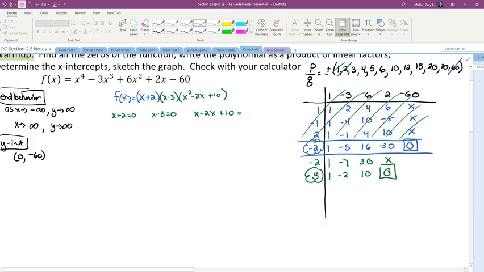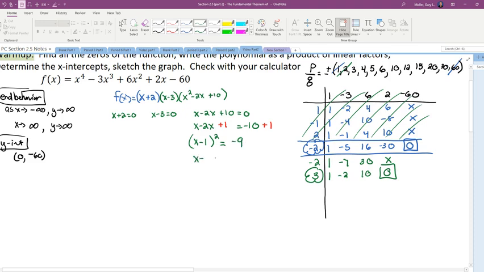Which I think I will use completing the square. I'm going to move the 10 over to the other side, making it -10. I'm going to take half of -2, which is -1, square it, and add 1 to both sides. This now factors into (x - 1)² - 9.